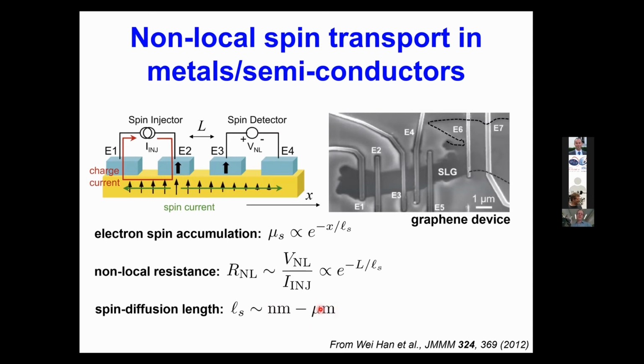Or you could find length scales on the order of micrometers for very clean, very pure semiconductors or semi-metals. So I think the record for electronic spin transport is currently held by graphene, if I'm not mistaken. But I guess this afternoon or tomorrow afternoon we'll hear more about that. Okay, so this is how spin transport in electronic systems typically works.